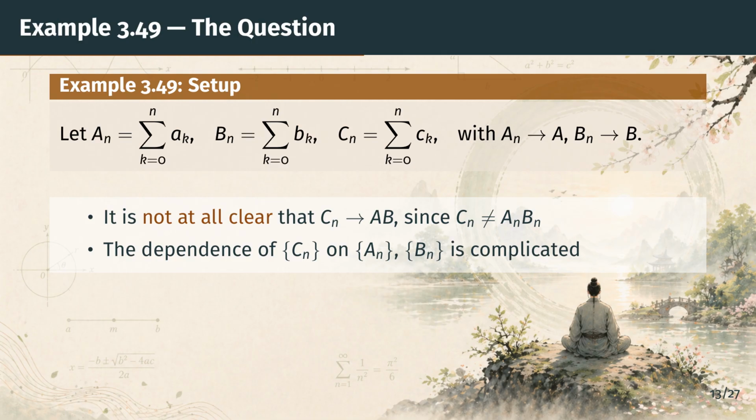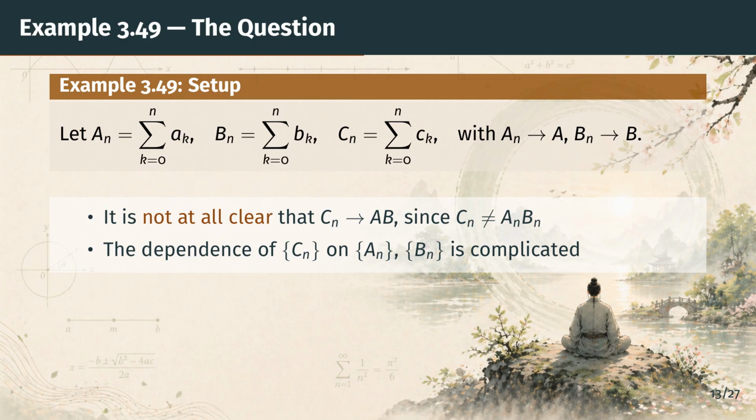Let's set up the question precisely. Capital A sub n, capital B sub n, and capital C sub n are the partial sums of the two given series and of their Cauchy product. Suppose the two given series converge to A and B. We would like the product series to converge to A times B.